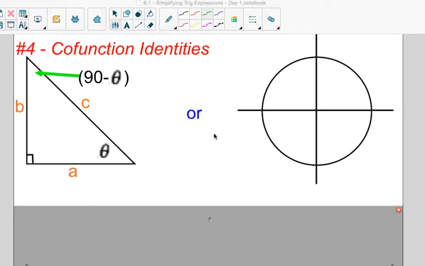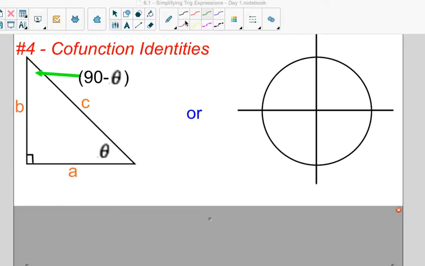Cofunction identities. What we're going to do here is basically just work with sine and cosine, and then you're going to find the other four cofunction identities. There's really a couple ways you can do this. So what I'm going to do first is just think about this triangle in terms of sine and cosine.